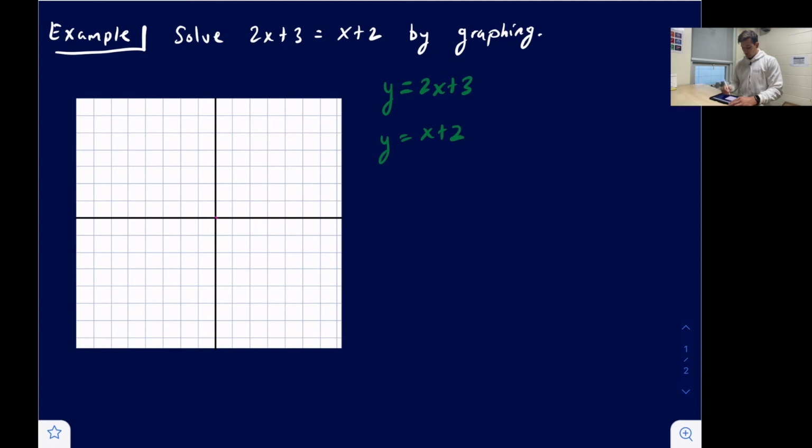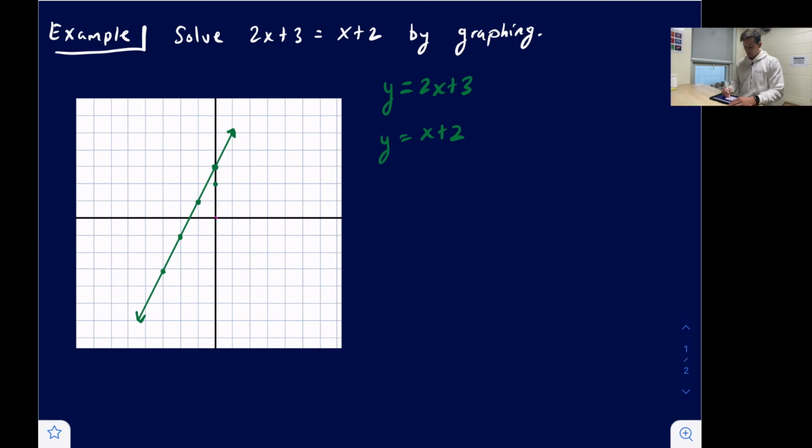So 2x plus 3: y-intercept of 3, and a slope of 2. So up 2, right 1, or down 2, left 1. So here would be our first line. There we go. And our second equation, y equals x plus 2.